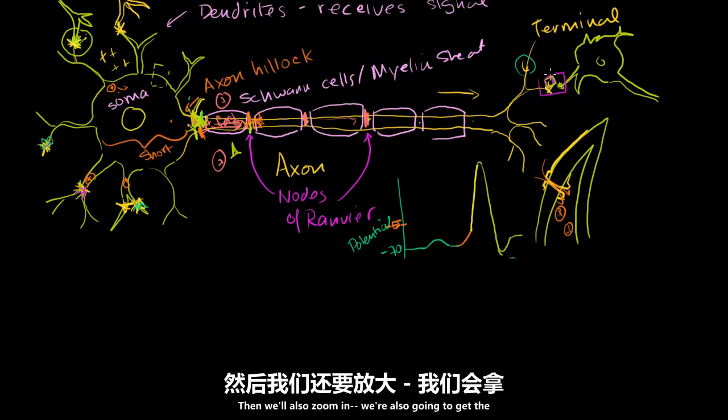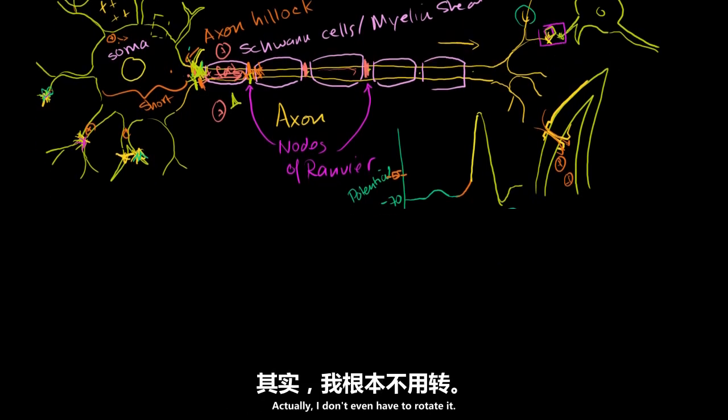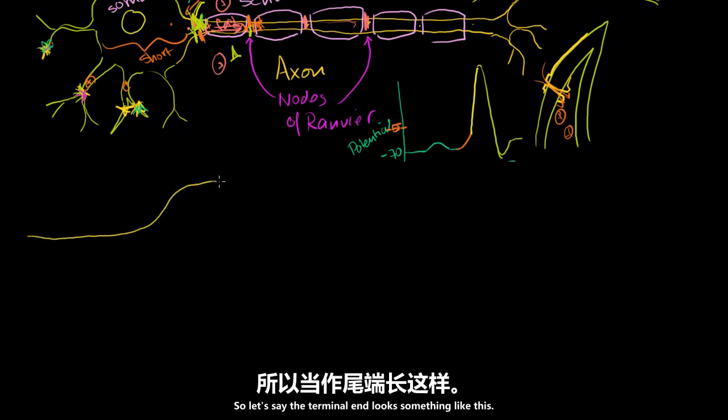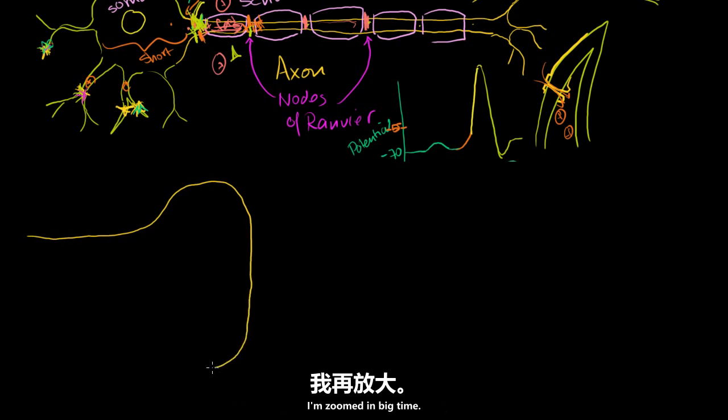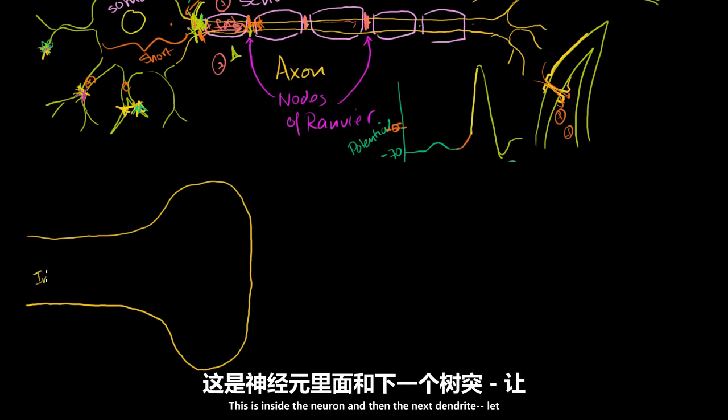And then we're also going to get the dendrite of this next neuron, and I'm going to rotate it. Actually, I don't even have to rotate it. So to do that, let me draw the terminal end. So let's say the terminal end looks something like this. I've zoomed in big time. It looks something like that. This is the terminal end of the neuron. This is inside the neuron.